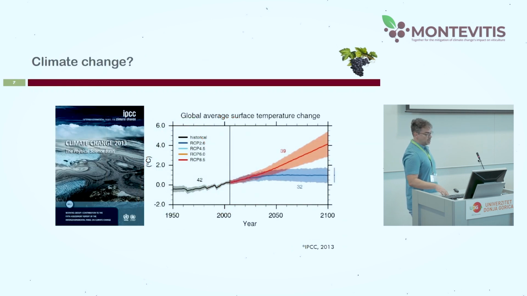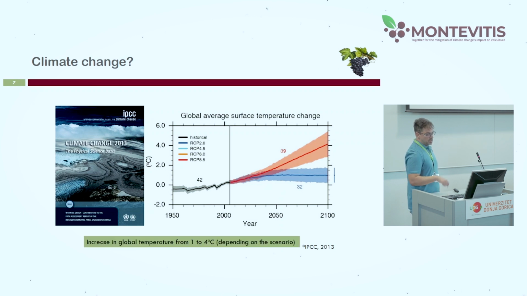This leads us here to these scenarios that were developed some time ago. We are now waiting for the new scenarios. So these scenarios show that there will be an average increase around the globe from 1 to 4 degrees, depending on if the scenario is moderate or if the scenario is more severe.